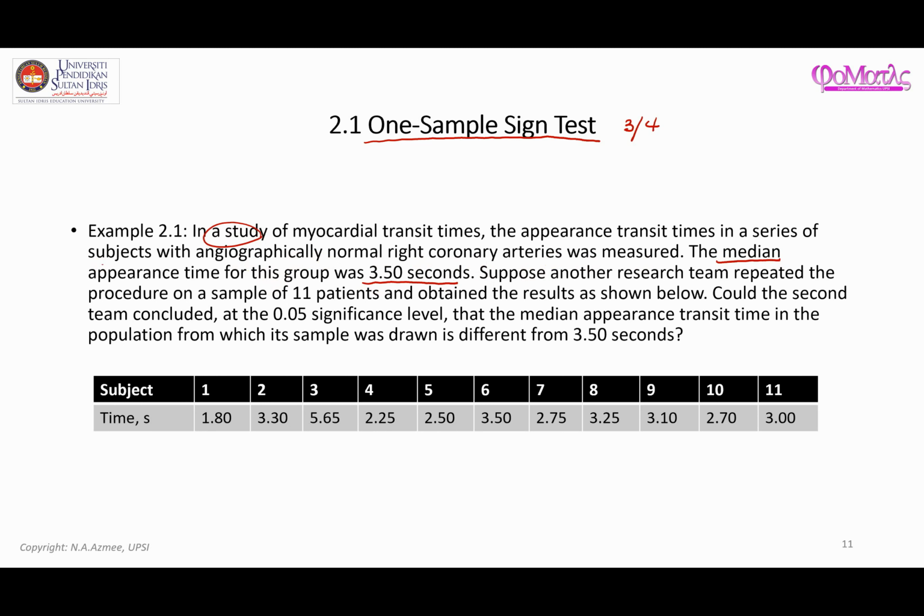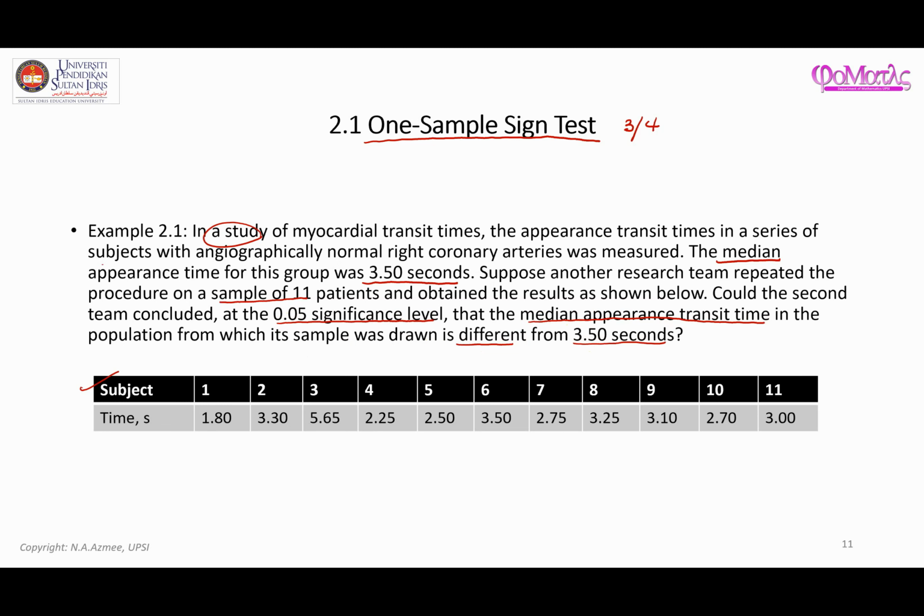Suppose another research team repeated the procedure on a sample of 11 patients and obtained the results as shown below. Could the second team conclude at the 0.05 significance level that the median appearance transit time in the population from which its sample was drawn is different from 3.5 seconds? So that's the overall question.